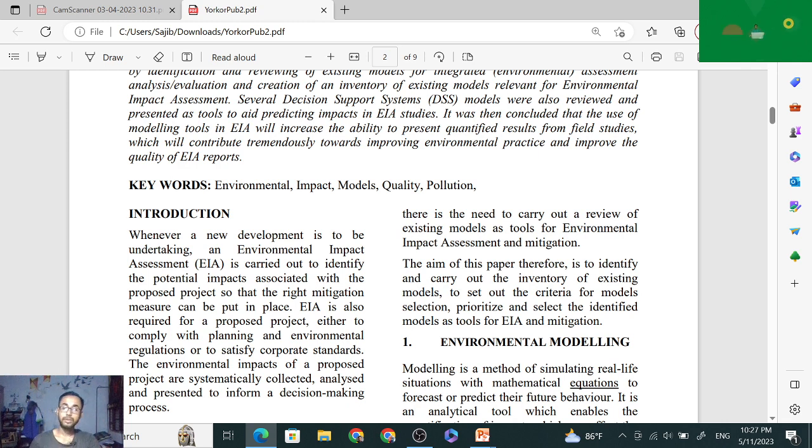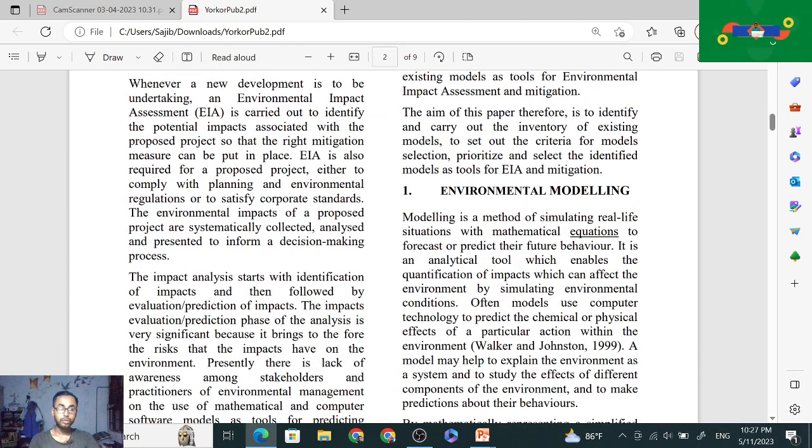mitigation. The aims of this paper therefore are to identify and carry out the inventory of existing models, to set out the criteria for model selection, and to prioritize and select the identified models as tools for EIA and mitigation. Then environmental modeling এর মধ্যে modeling is a method of simulating real life situations with mathematical equations to forecast and predict their future behaviors. It is an analytical tool which enables the quantification of the impacts which can affect the environment by simulating the environmental conditions.